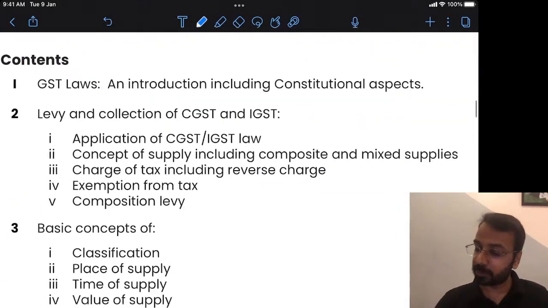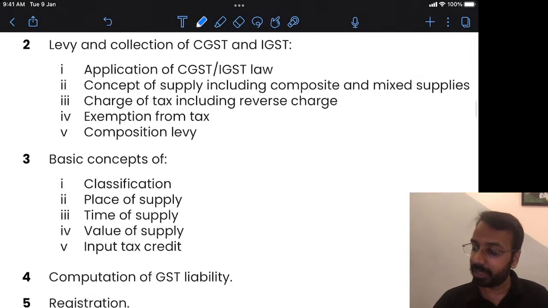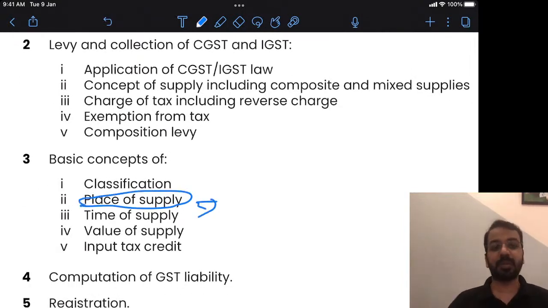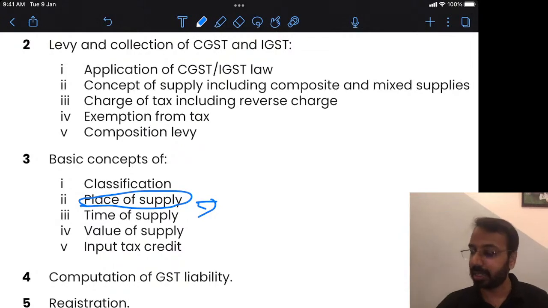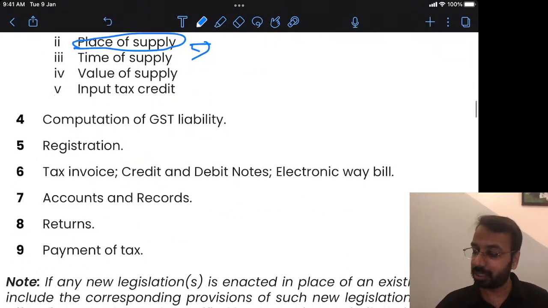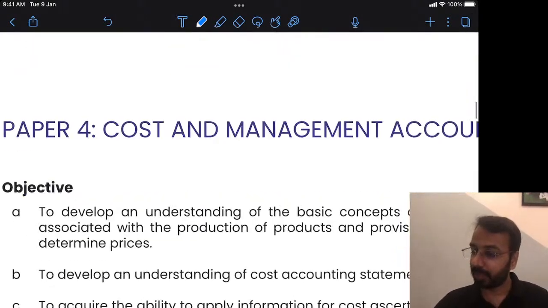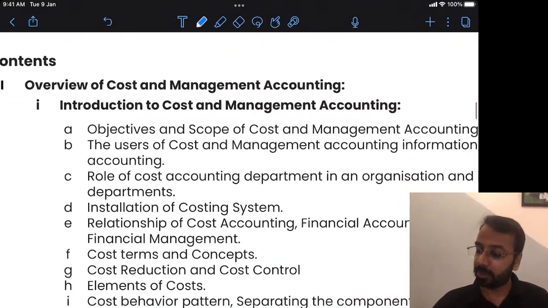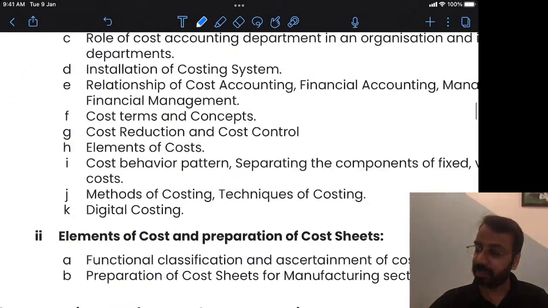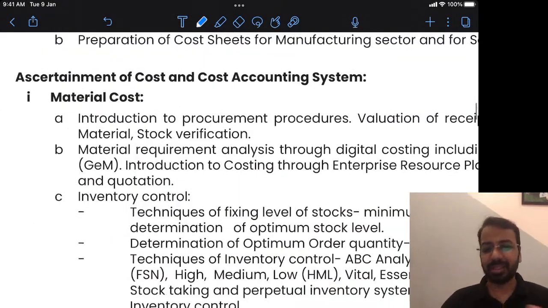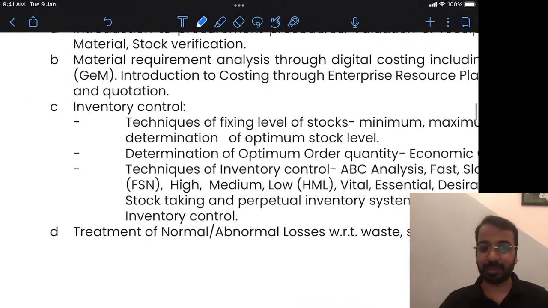GST, one interesting aspect is this place of supply, which is already there in CA final. It has been added to CA intermediate as well, right? Apart from that, remaining all things remain similar and same. Then cost and management introduction part remains the same, cost sheet remains the same, material cost remains the same. See, these are all the things which have been there since time immemorial and will continue to be there.